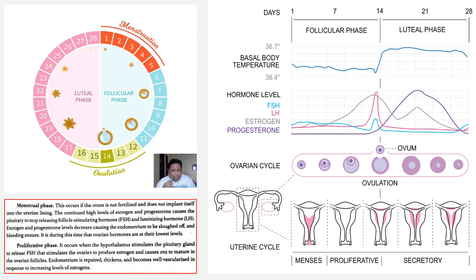that stimulates the ovaries to produce estrogen and causes the egg cell or ova to mature in the ovarian follicle. The endometrium is repaired, thickens, and becomes well vascularized in response to increasing levels of estrogen. So this is now the proliferative phase. And during the ovulation period, your FSH and LH become high. And moreover, your estrogen levels become high.